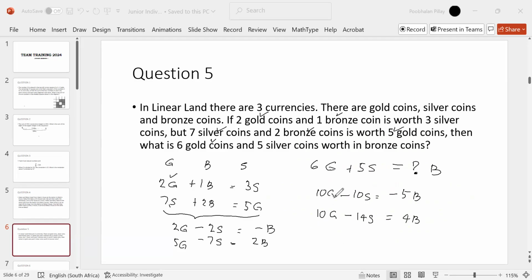Right? So now you can get rid of the g's by subtracting. So when you subtract these two, what do you have? You have minus 10s, minus plus 4s, plus 14s. This cancels. Minus 10 plus 14, and here you have minus 4.